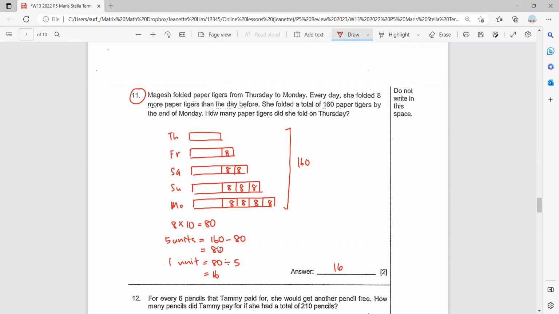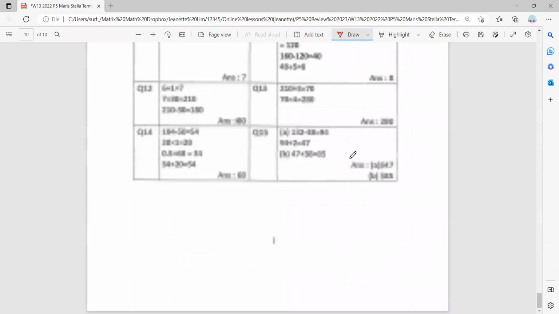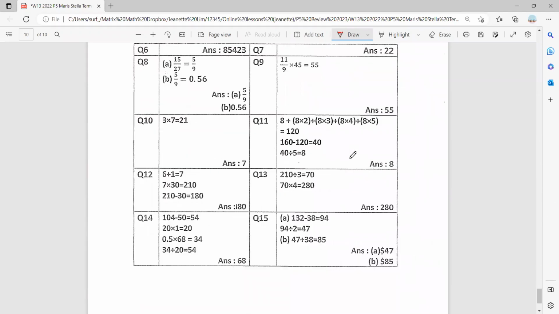Okay. So take note, the answer key is wrong. The answer key says for question 11, answer 8. Okay, it shouldn't be 8, it should be 16.